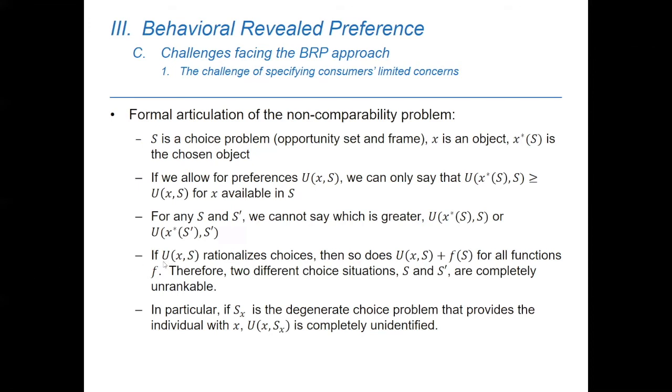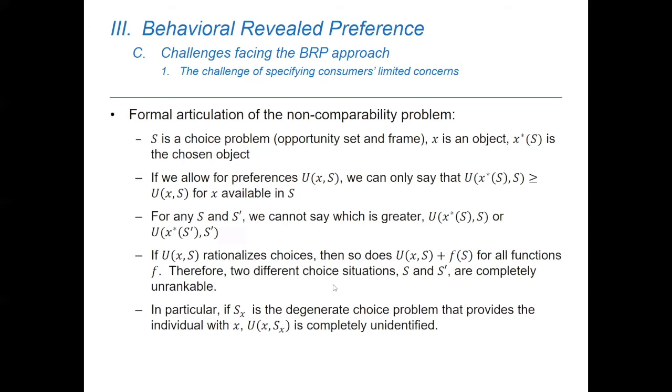Here's another way to make the same point. Let's suppose the function u of x comma s rationalizes the individual's choices over the consumption bundles. It doesn't rationalize their choices over the decision problems S, because you can't choose over decision problems. If you give a choice over decision problems, that's just another decision problem. So it rationalizes their choice of little x conditional on the decision problem.